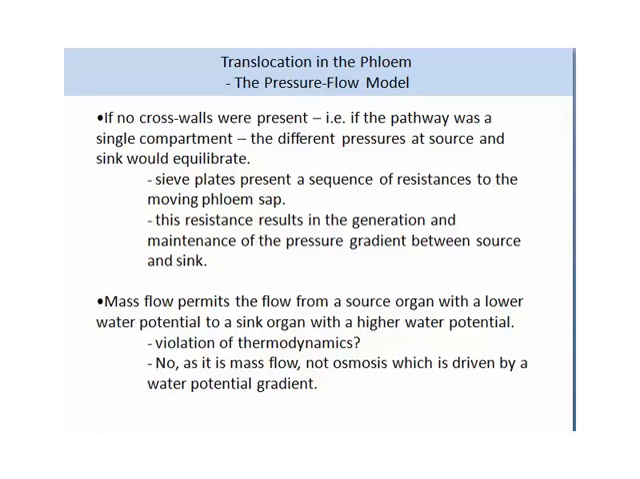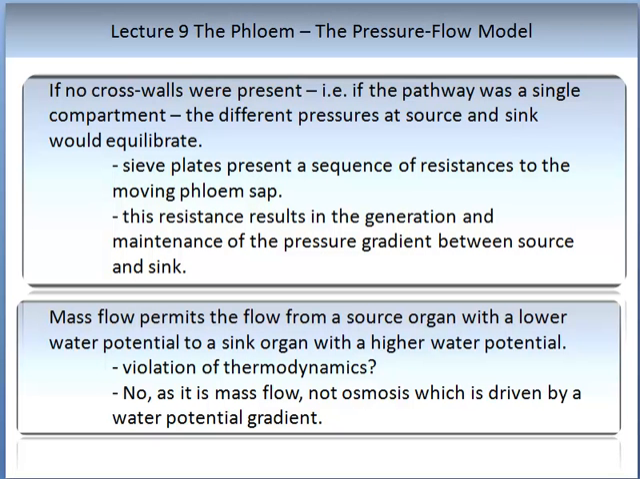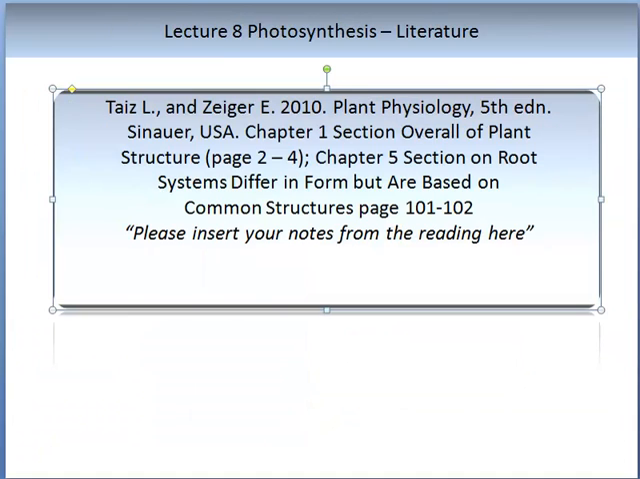The second component to note is that mass flow permits flow from a source organ with a lower water potential to a sink organ with a higher water potential. Is this a violation of thermodynamics? No, as it is mass flow, not osmosis, which is driven by the water potential gradient.